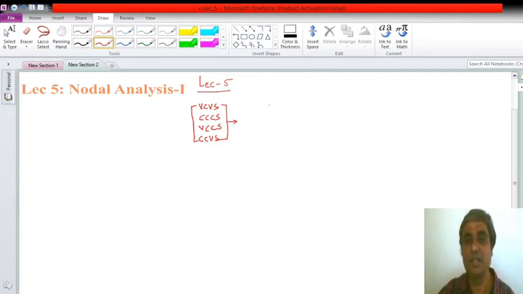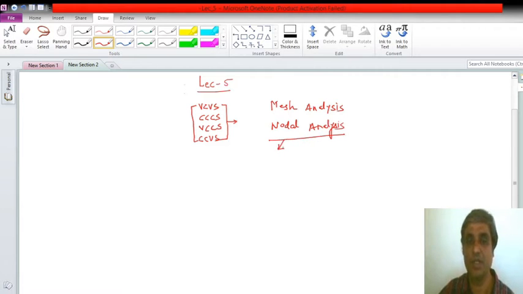So basically there are two methods by which you can write the circuit equations. One is called mesh analysis, and the second is nodal analysis. In this class, first we will see the nodal analysis. Once we are comfortable with the nodal analysis, then we'll go with the mesh analysis. So first I would like to discuss with you the nodal analysis.